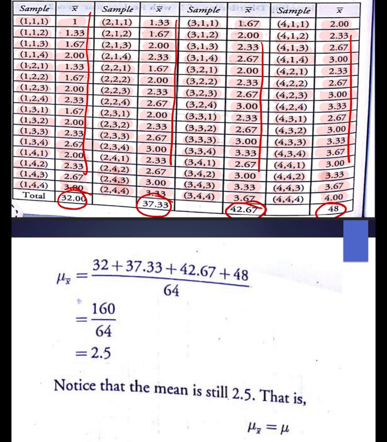So using the formula, mu sub x bar is equal to the summation of all the sample means, which is 32 plus 37.33 plus 42.67 plus 48, equal to 160, divided by the 64 observations, and the quotient is 2.5. And notice that the mean is still 2.5. That is, the mean of the sampling distribution of the mean, denoted by mu sub x bar, is equal to the population mean, denoted by mu.